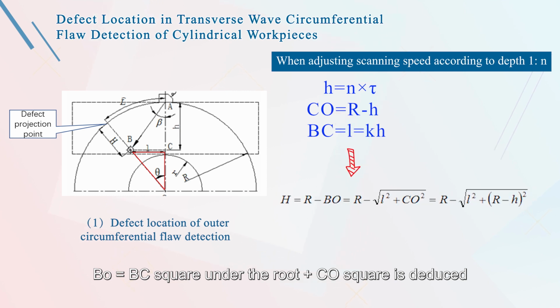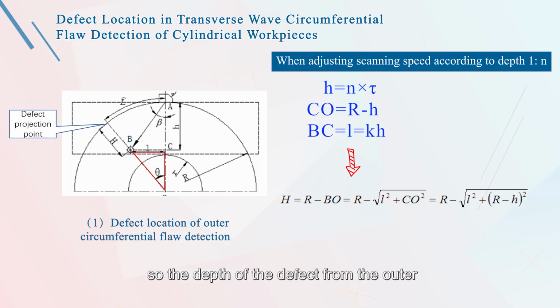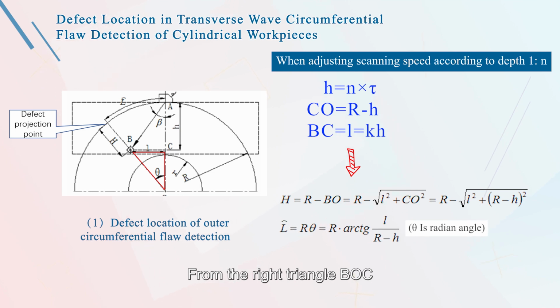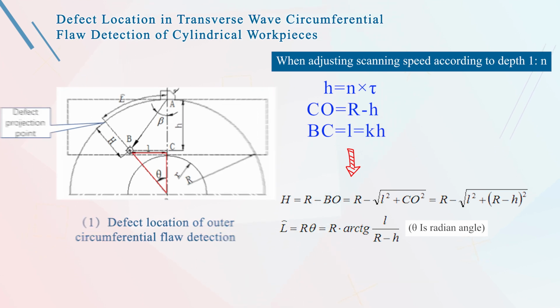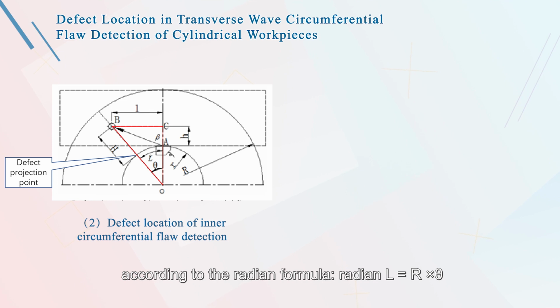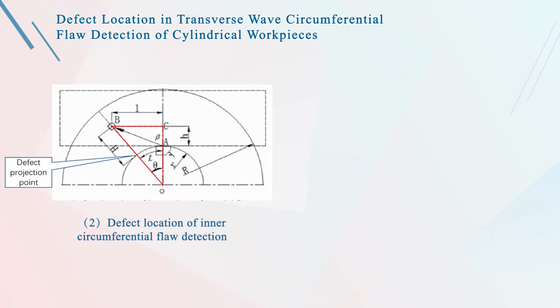BO equals the square root of BC squared minus CO squared, that is, CD. So the depth of the defect from the outer circular surface, H equals R minus BO, is calculated. From the right triangle BOC, according to the triangle relationship, the angle can be calculated. Finally, according to the radian formula, as we can see here, the defect position is obtained.